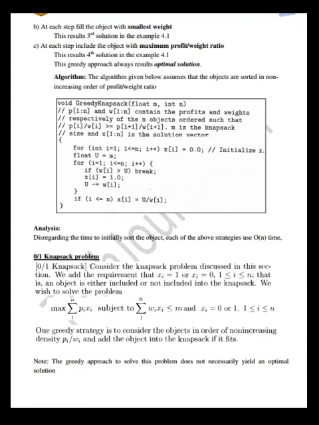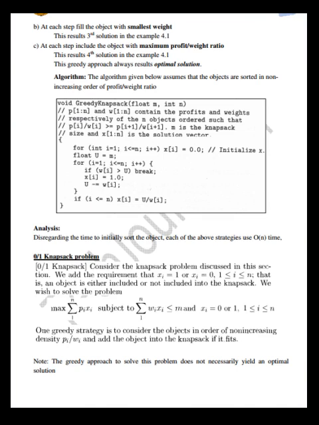Now let us see the algorithm given below. It assumes that the objects are sorted in non-increasing order of profit to weight ratio. Analysis. Disregarding the time to initially sort the objects, each of the above strategies uses O(n) time.